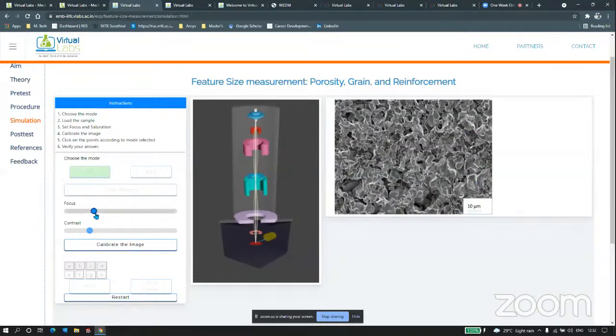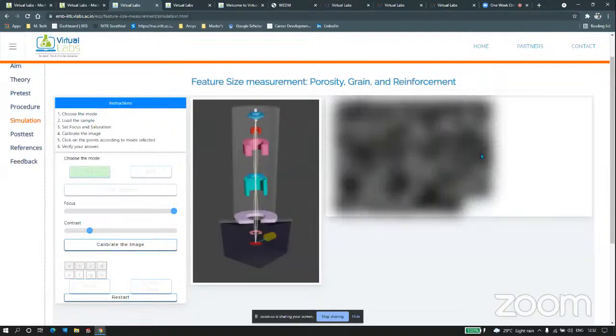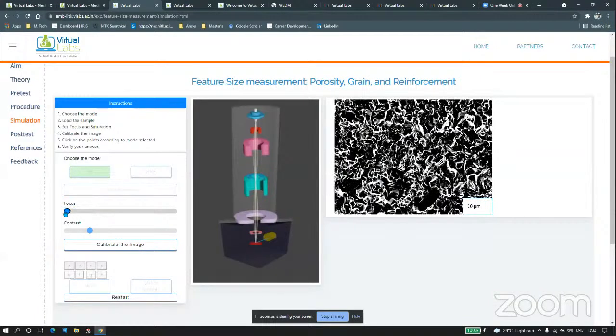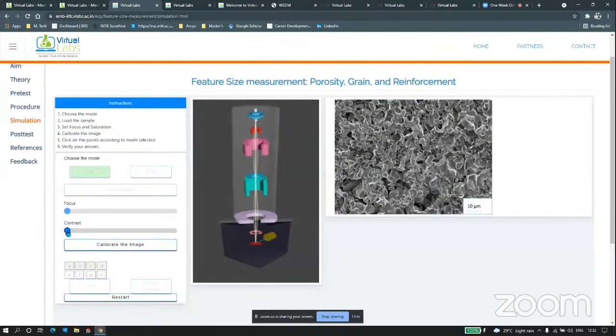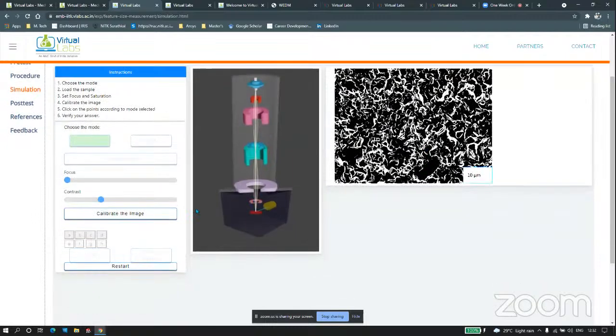I can change the focus. Now it is out of focus, so I have to set the focus. Yeah, now the image is very clear. I can change the contrast so that the porous sections will be clearly visible. Yeah, now it is somewhat visible.